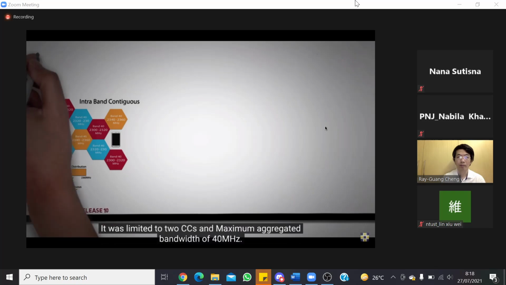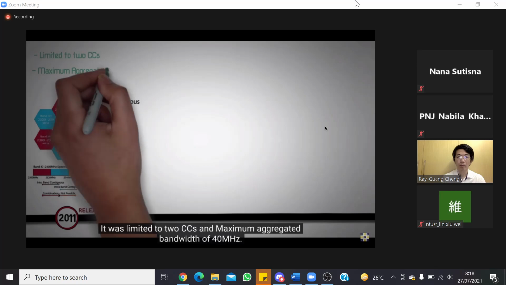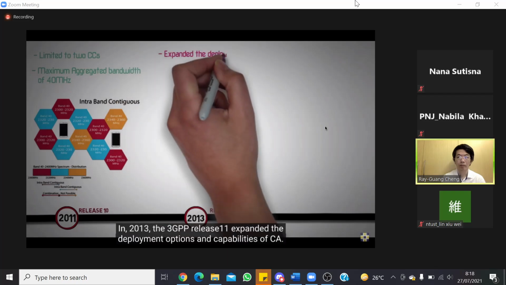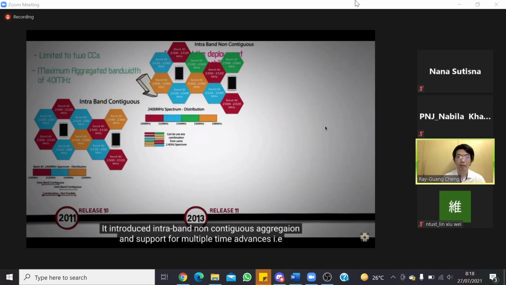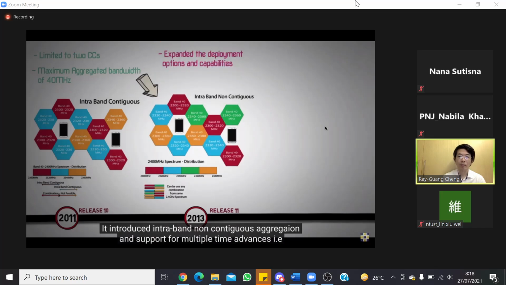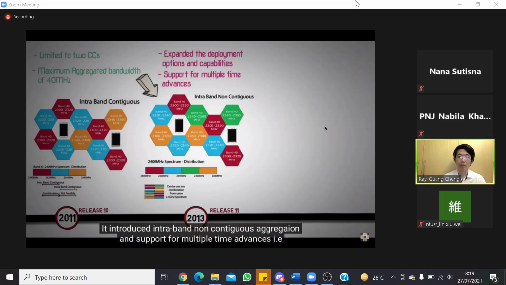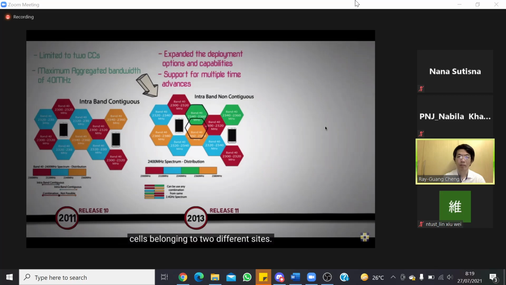It was limited to 2 CCs and maximum aggregated bandwidth of 40 MHz. In 2013, 3GPP Release 11 expanded the deployment options and capabilities of CA. It introduced intra-band non-contiguous aggregation and support for multiple time advances, that is, cells belonging to two different sites.